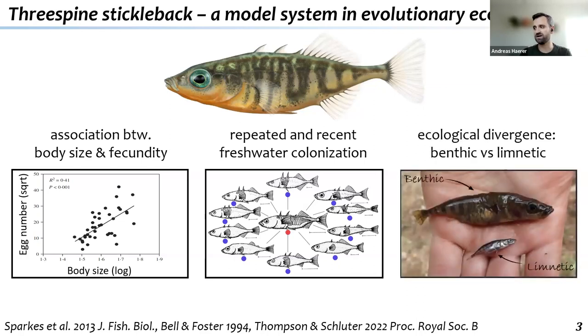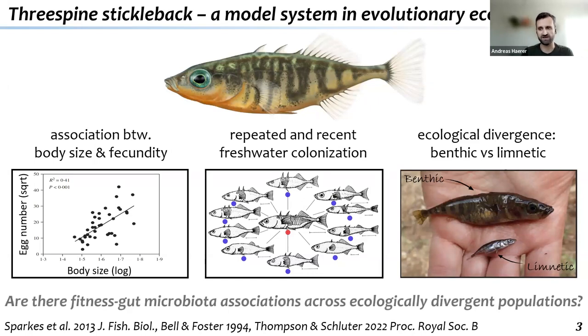And within freshwater environments, stickleback have diverged in their habitat use and also in their trophic niche. So there are those benthic and limnetic fish, or ecotypes, we call them. Benthic ecotypes normally feed associated with the bottom of a lake, on larger invertebrates, whereas the limnetic, the much smaller fish, feed more in the open water on zooplankton. So this gives us an axis of ecological divergence together with plenty of natural replicates.